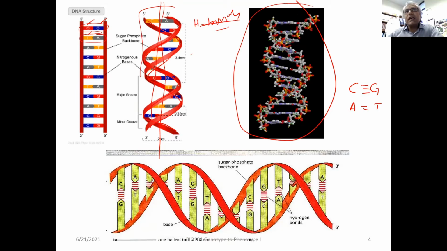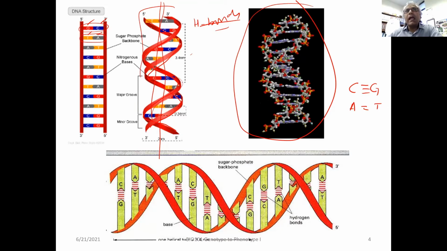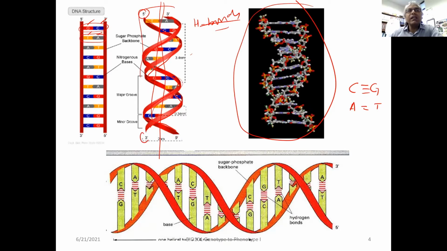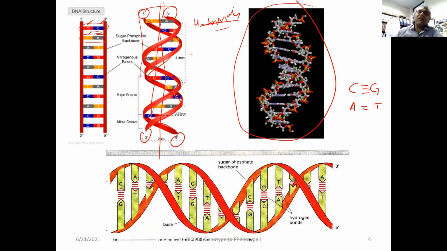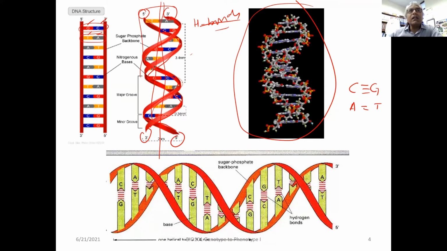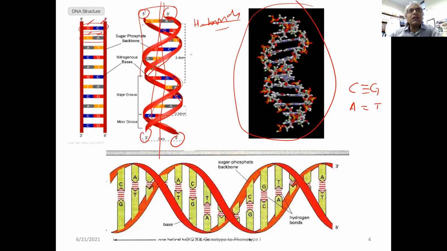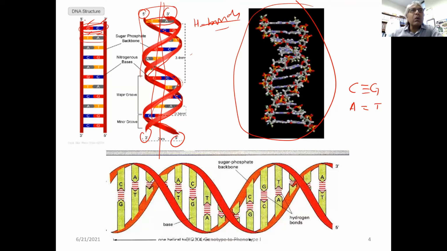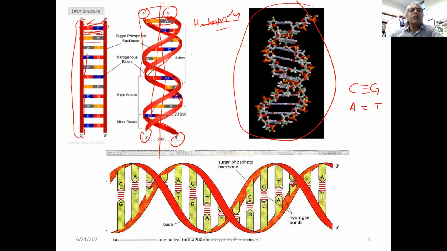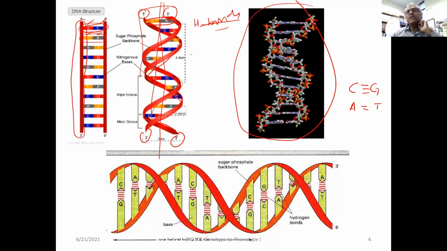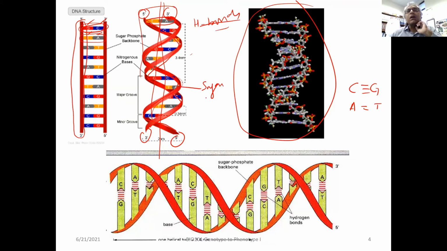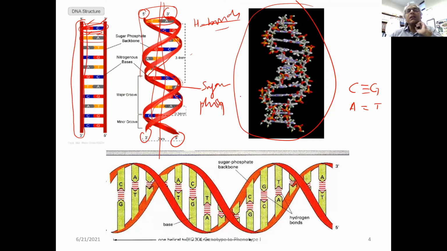Why does it become a helical structure, and why do we have these 5' and 3' ends? What does this 5 to 3 actually mean? What is this ribbon? If these are the nitrogenous bases, what is this red ribbon then? This red ribbon we call the sugar phosphate backbone.